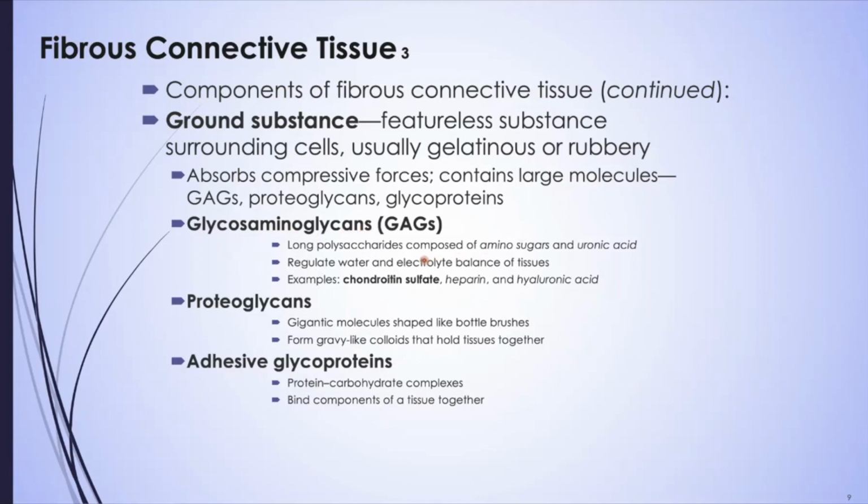So let's use the words that we've learned in the past. A saccharide is a sugar, so we are dealing with a carbohydrate. Poly, so we are dealing with a long chain of sugars. These long polysaccharides also contain amino groups and uronic acid. And so they help to regulate water and electrolyte balance of tissues. Examples of the GAGs are chondroitin sulfate, heparin, and hyaluronic acid.